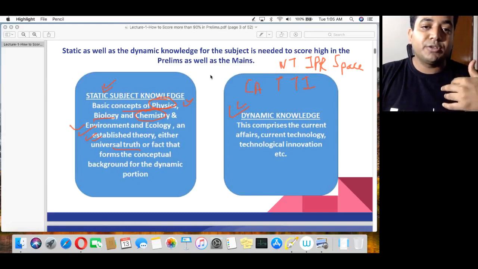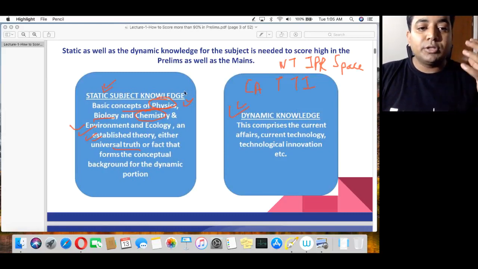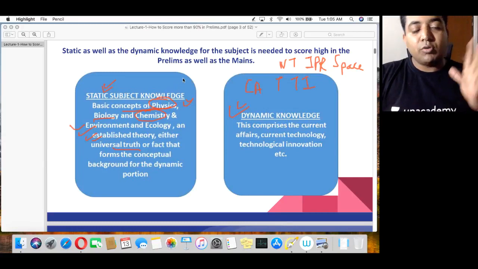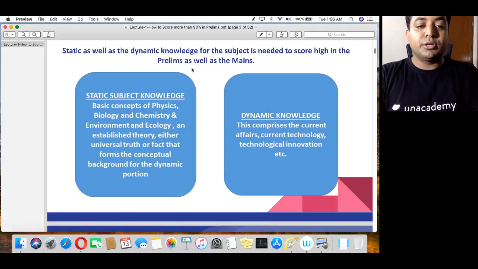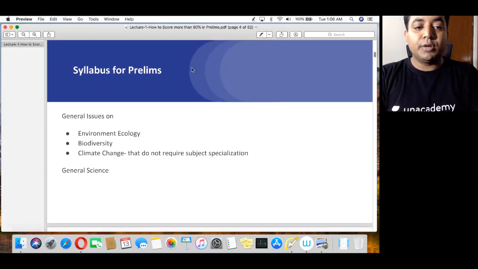You need to know it affects your lungs. You need to know basics about this. So that is the static knowledge. Without static knowledge, one cannot study the dynamic portion. Okay, so this is critical and you need to understand.